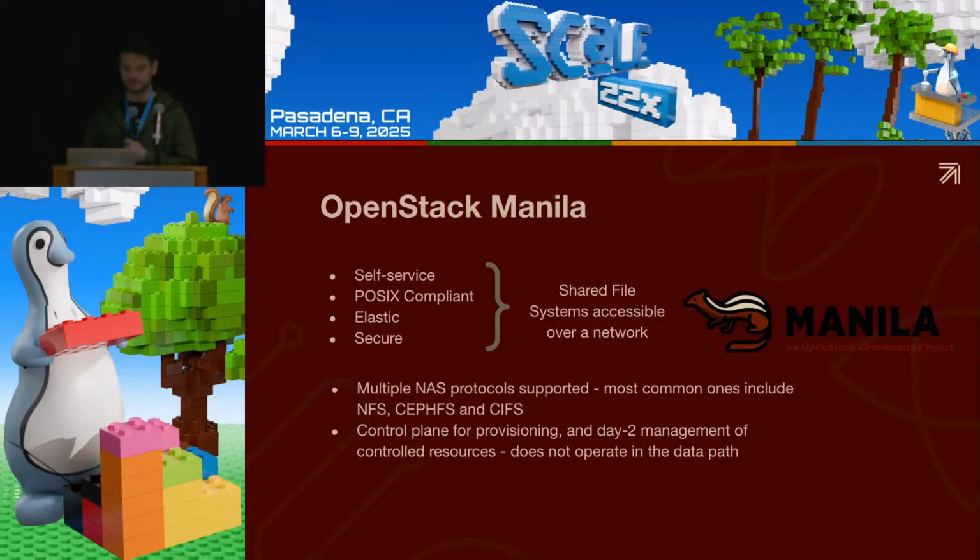So first, Manila, right? As you might know or might not know, Manila can offer you self-service POSIX compliant shared file systems. They are elastic and secure by design. Why elastic? Well, you can grow them and shrink them as long as your quota allows you to do that in the cloud. And they are secure because you can control access with ACLs, so you can control who can read, who can write, and who can mount.